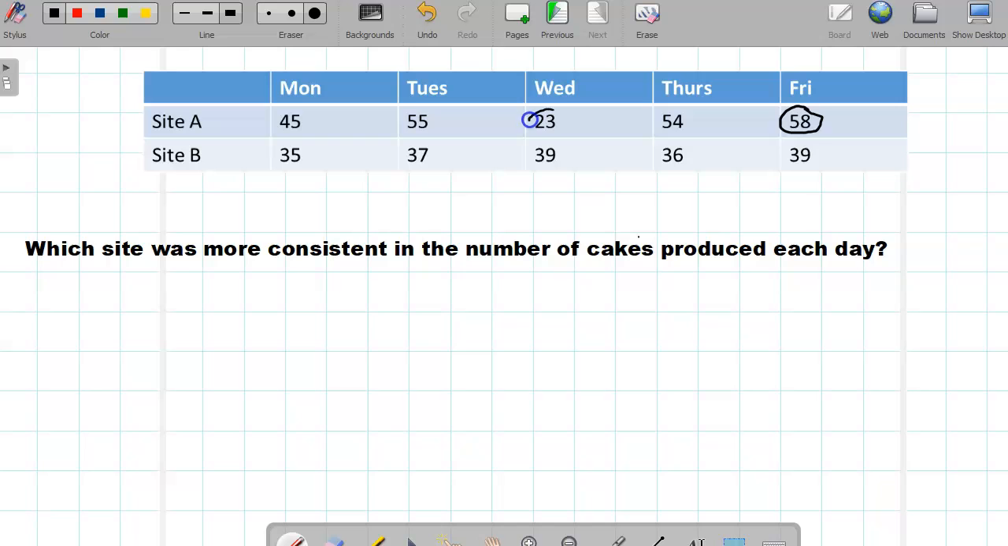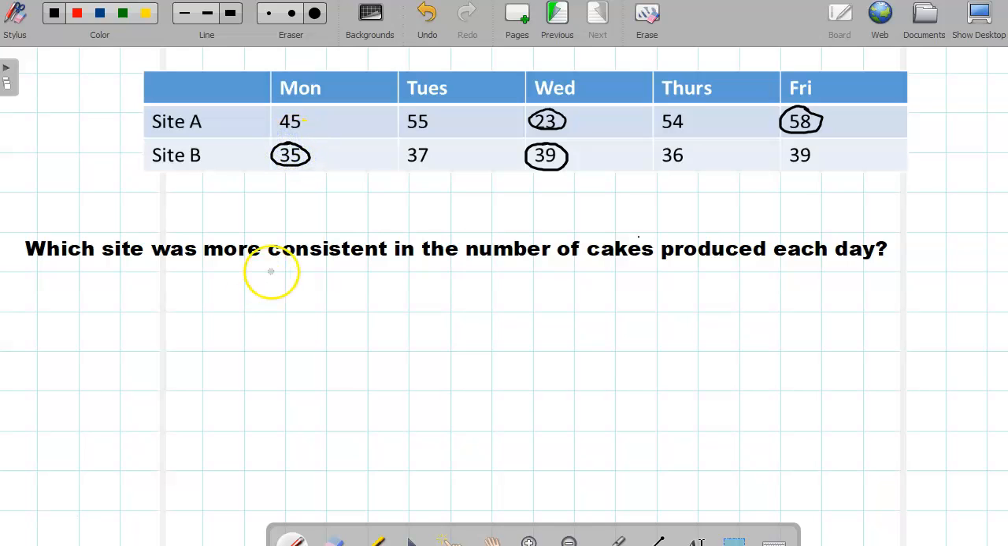Now, to me, I'm already in my head going, oh, that's quite a big disparity. I wonder what happens on Wednesday. Did one of the machines break, perhaps? On site B, I think there's a bit more consistency here. So looking at the highest value, we've got 39 occurring twice. That's absolutely fine. So 39 is our highest value, and our lowest value is 35.